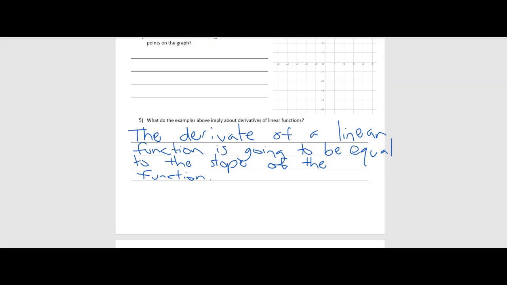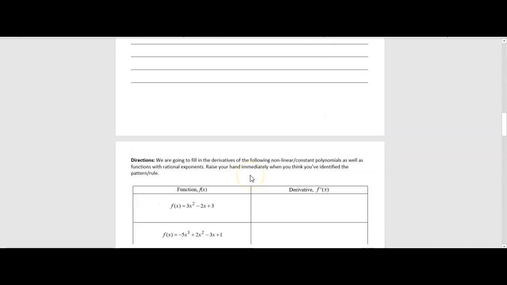So it shouldn't be too hard to find the derivatives of constant functions as well as the derivatives of linear functions. Things will get a bit more messy when we see quadratic functions or cubic functions or other types of polynomial functions, which is what we're going to look at today. So let's get started. Let's go to the next page.